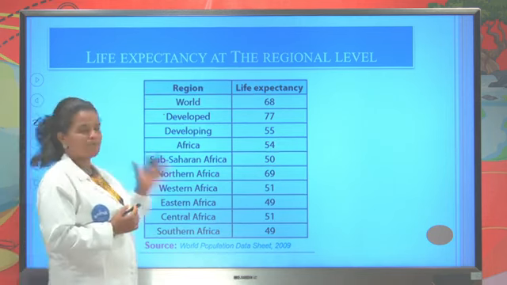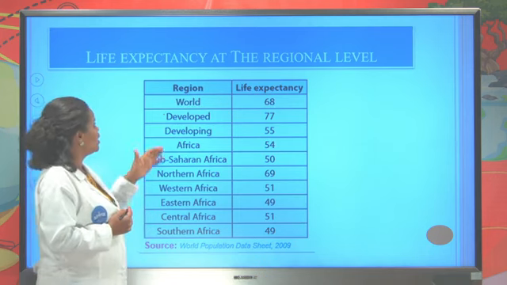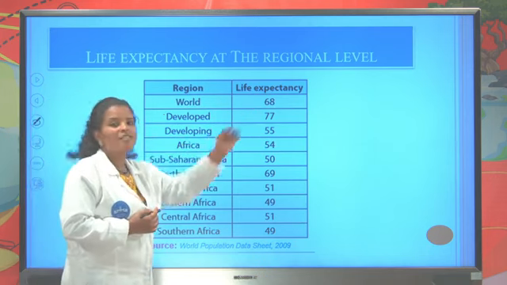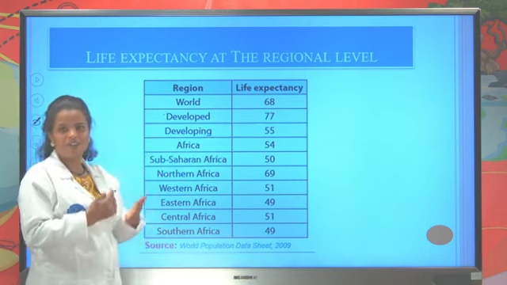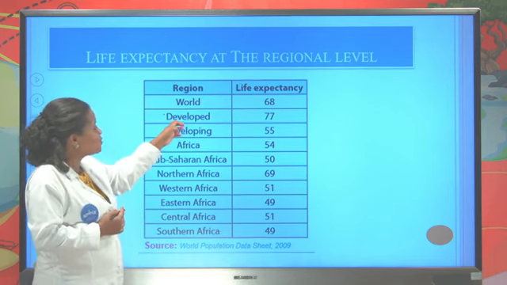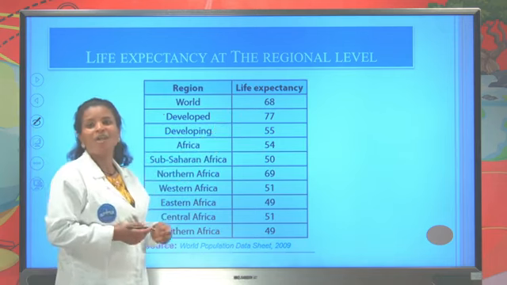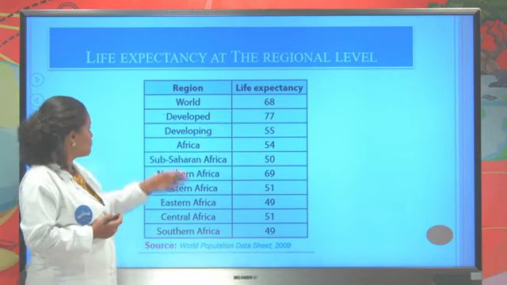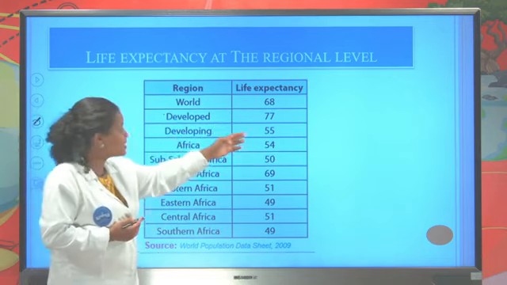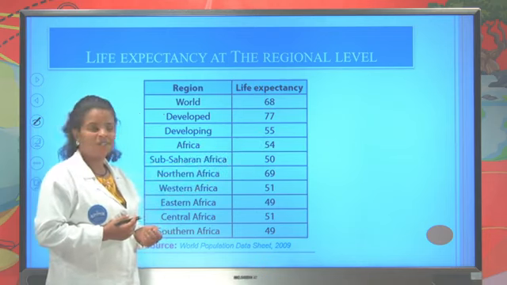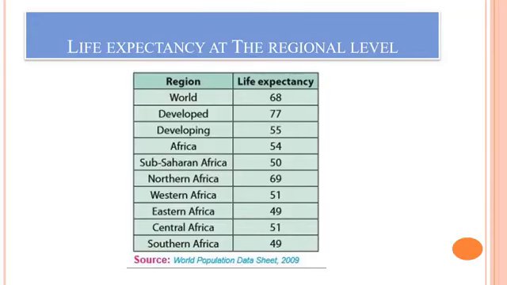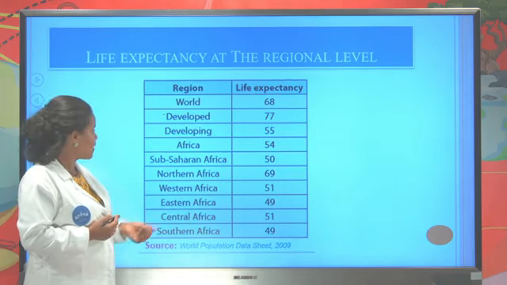The life expectancy of the world is 68 years on average. Developed countries have long life expectancy, 77 years, because they are economically well developed. For developing countries, the average is 55 years. African life expectancy is only 54 years.